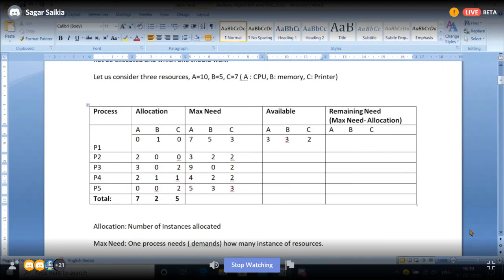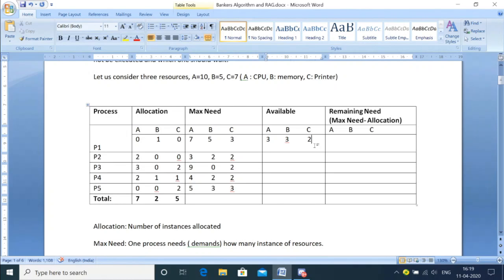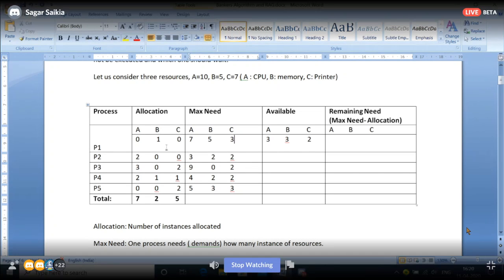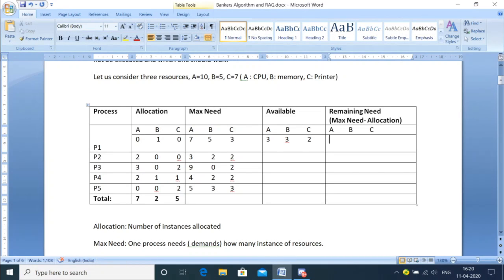Okay, then this remaining section, all you have to update. Here only one step we have to highlight. Here, how will I find? I will use this formula for the remaining need. Okay, so for the first process, how will I find? This is the formula: max need minus allocation. So what is max need? This one for P1, 7 5 3. What is allocation? 0 1 0. So I have to subtract 7 minus 0, A with A, then B with B, 5 minus 1, and then 3 minus 0. So how much will I get here? 7 minus 0 is 7.